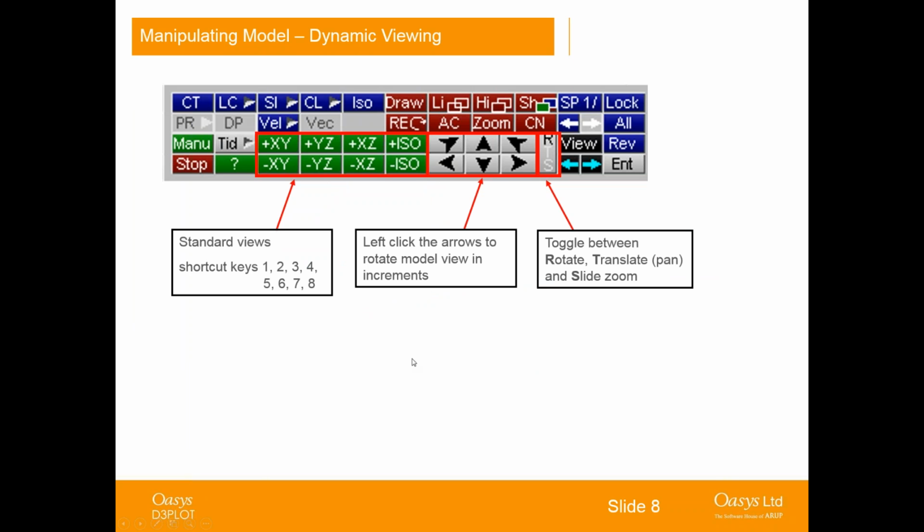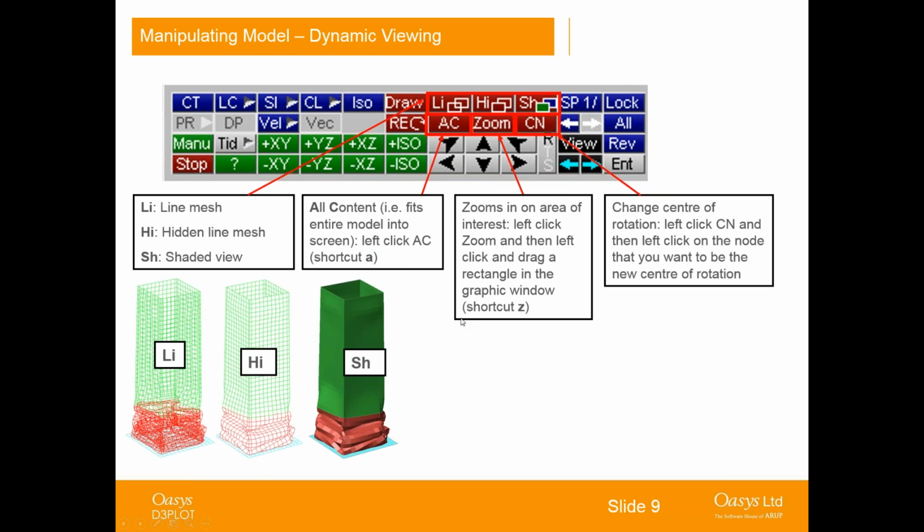If we focus on the viewing area, we can select standard views. It's very easy, and there are shortcut keys to all of these. Once you know the shortcut keys, things in D3plot become much easier to manipulate, and also very quick. We can manipulate the model, rotate it, and toggle between rotate, translate, and slide zoom. Those are the standard things.